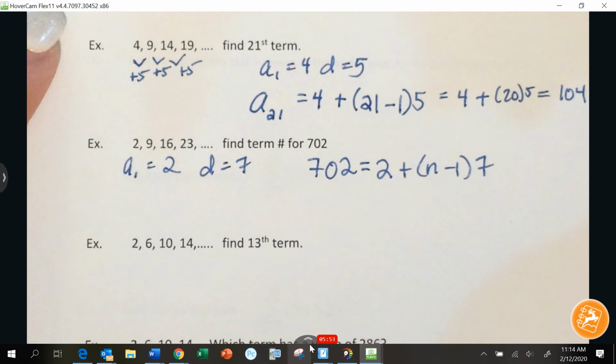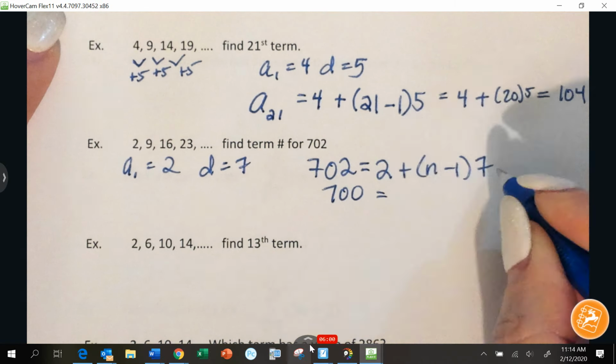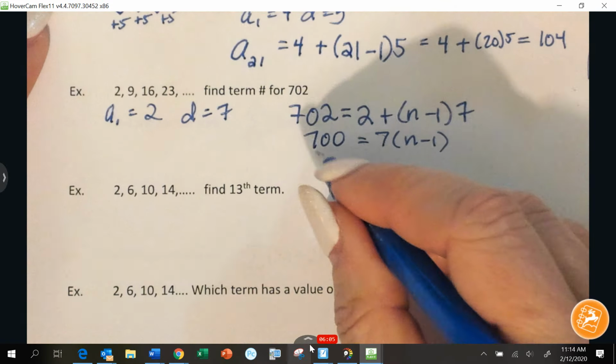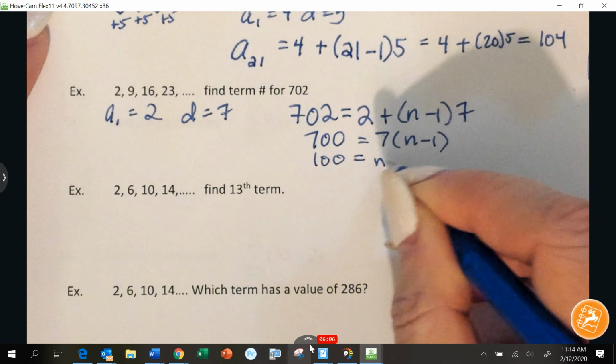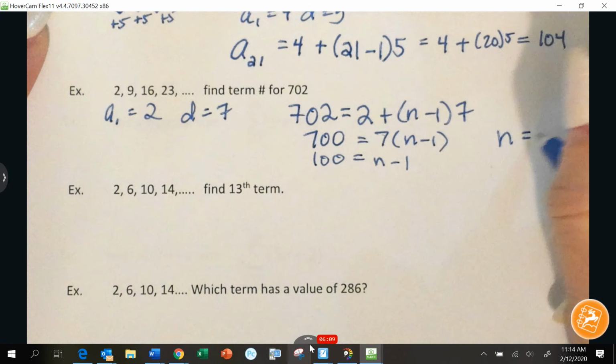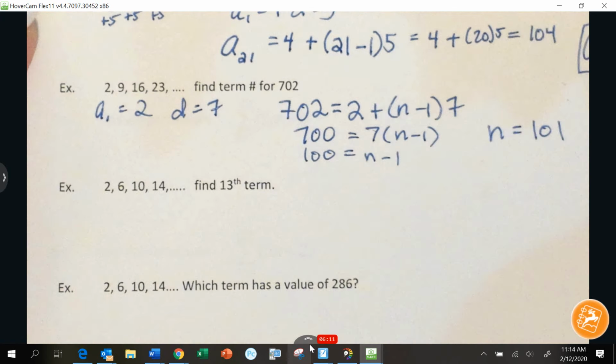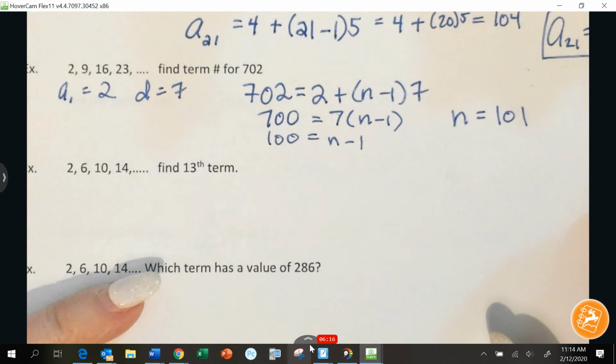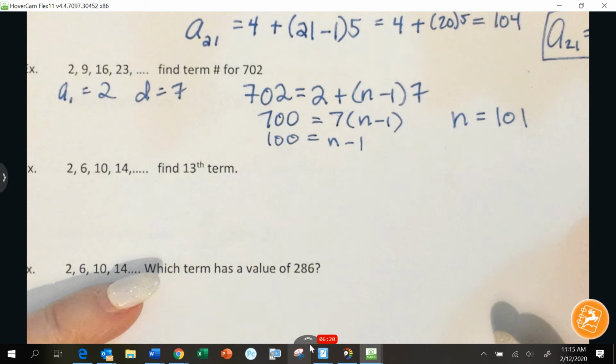Now we have an equation we can solve for. So subtract the 2. Add 1. n is 101. So 702 is the 101st term.